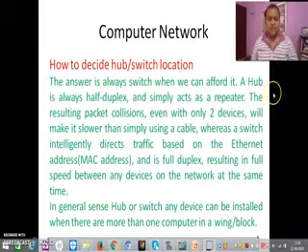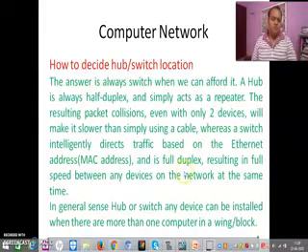Now let's start with the answer I have written here. A hub is half duplex and simply acts as a repeater. The resulting packet collisions, even with only two devices, will make it slower than simply using a cable. Now collisions of packets will take place and it will become slower and slower, whereas a switch intelligently directs traffic based on the Ethernet address and is fully duplex, means both-way transmission is possible, resulting in full speed between any devices on the network at the same time.